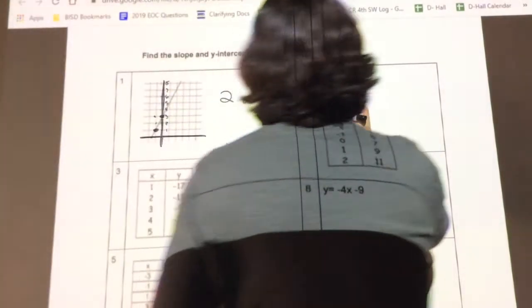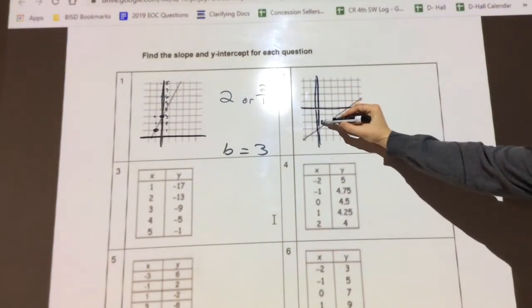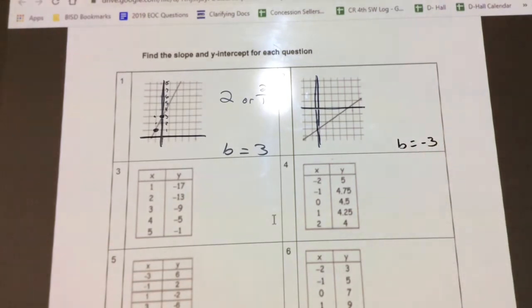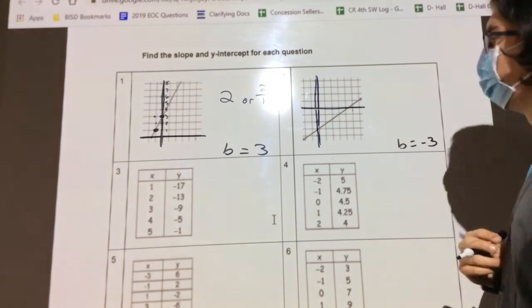So I'm going to just count down. -1, -2, -3. So I'm going to say that my y-intercept, or my b, is -3. Is everybody okay with that? How about a slope? Can anybody give me a slope on this particular one?